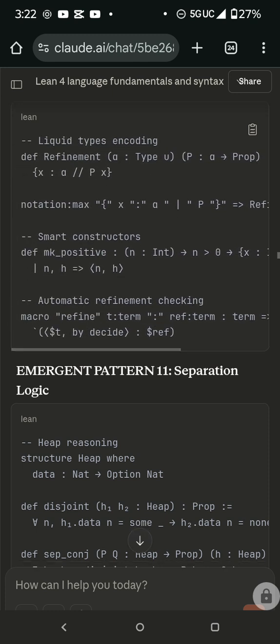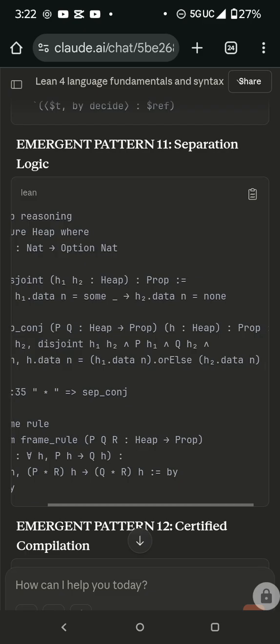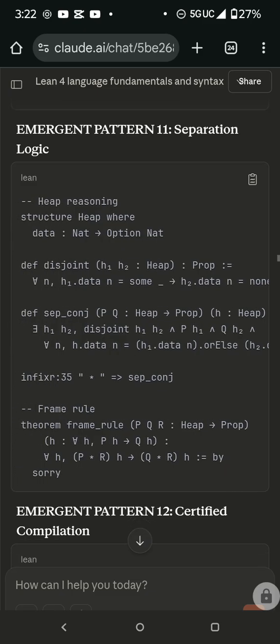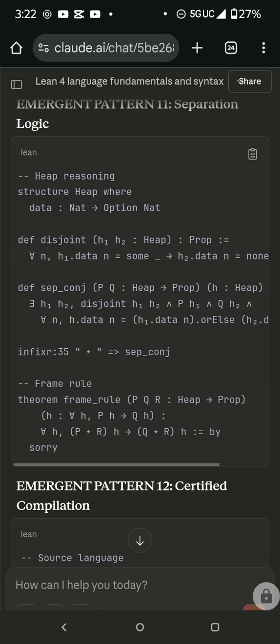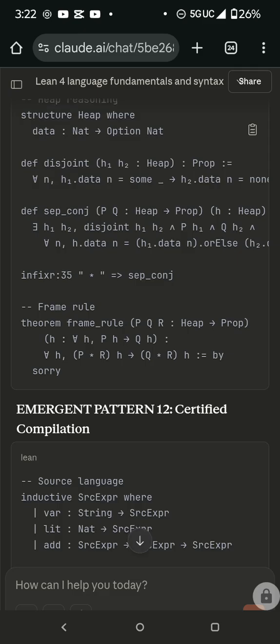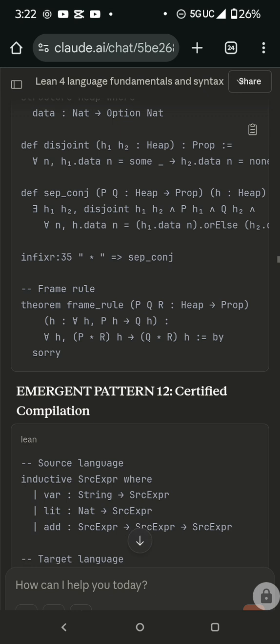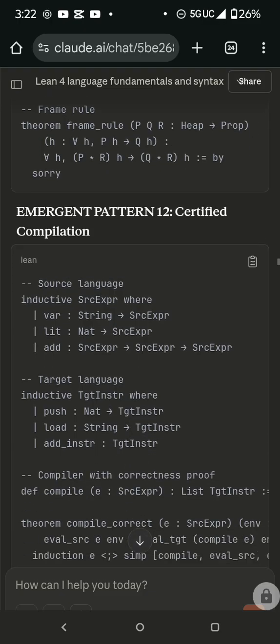Emergent pattern 11, separation logic. Heap reasoning, create a structure heap where the data is relating to the following is shown. Define disjoint and invoke the structure and set it like this. Define other things, set them like this, right? And then in the fixer, whatever it is, it says frame rule. Theorem then comes like this, and it pulls off what we want it to pull off.